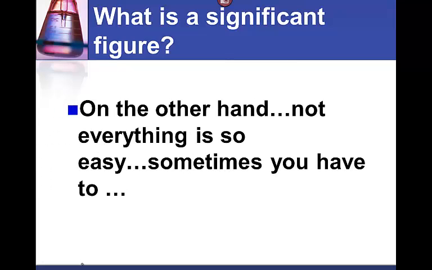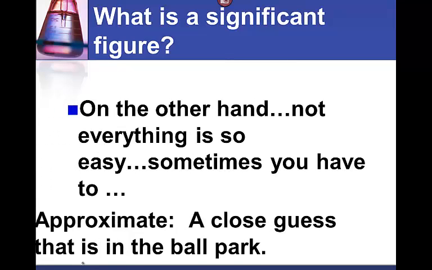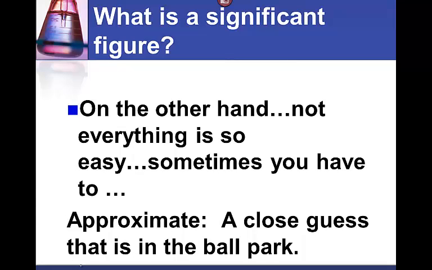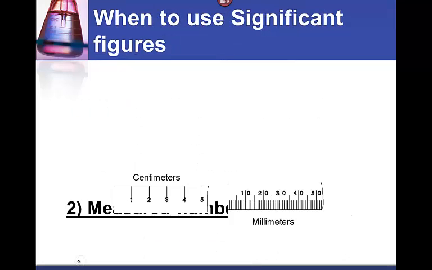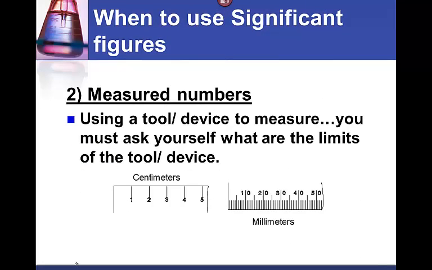On the other hand, sometimes you have to approximate, and this is what we consider measured numbers. When using a tool or device to measure, you must ask yourself, what are the limits of that tool or device? Then we have to do some estimating if it's an analog tool, and if it's a digital tool, then we have to understand the limits of that digital tool.